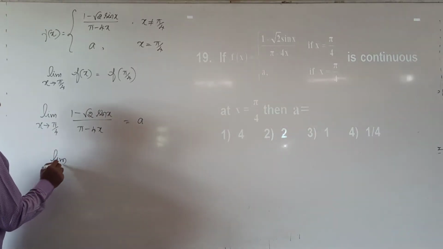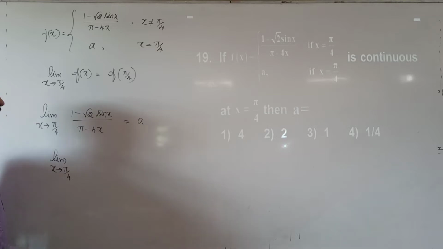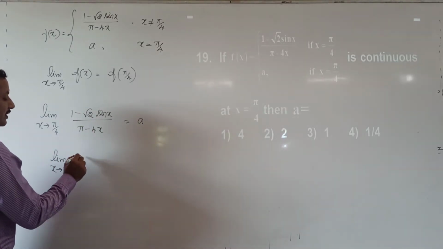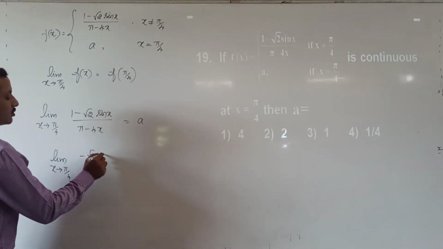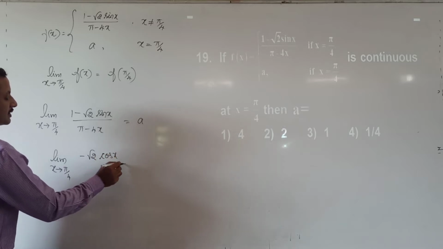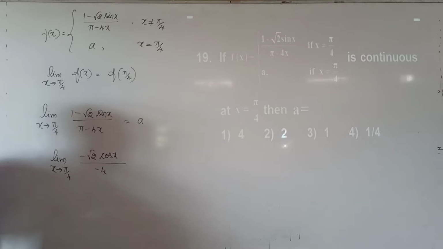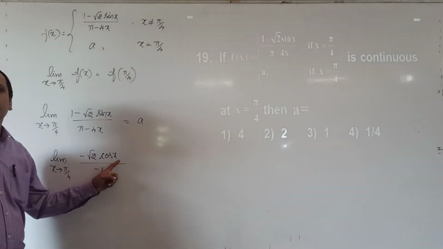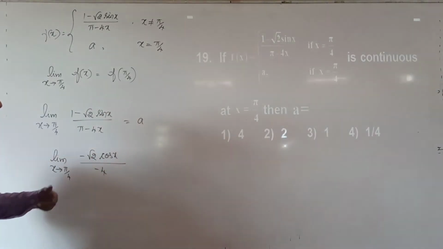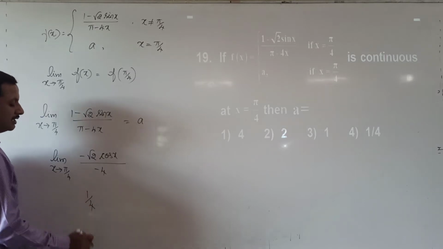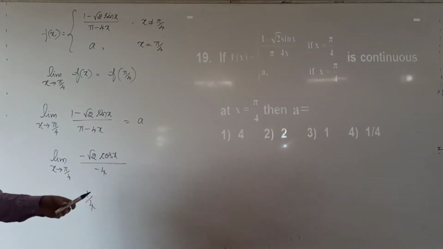If it is of the form 0 by 0, we can go for L'Hospital's rule. So using L'Hospital's rule, that means if we differentiate it, we get minus root 2 cos x divided by minus 4. Now apply the limit as x tends to pi by 4. Cos pi by 4, that is 1 by root 2. Root 2 gets cancelled. So the answer is 1 by 4. Fourth option.